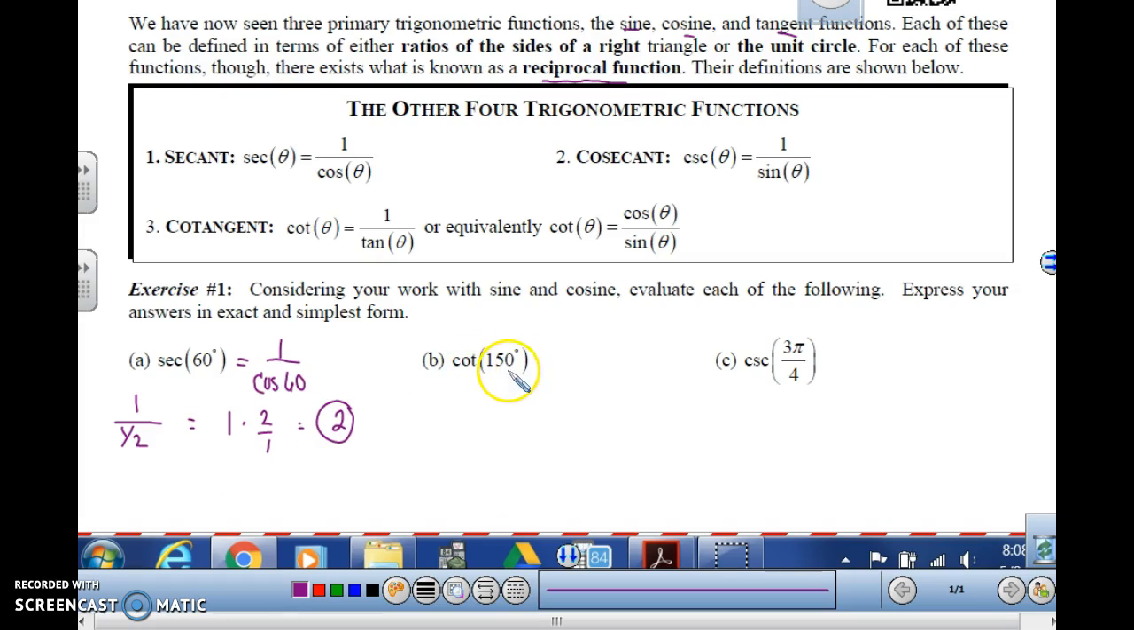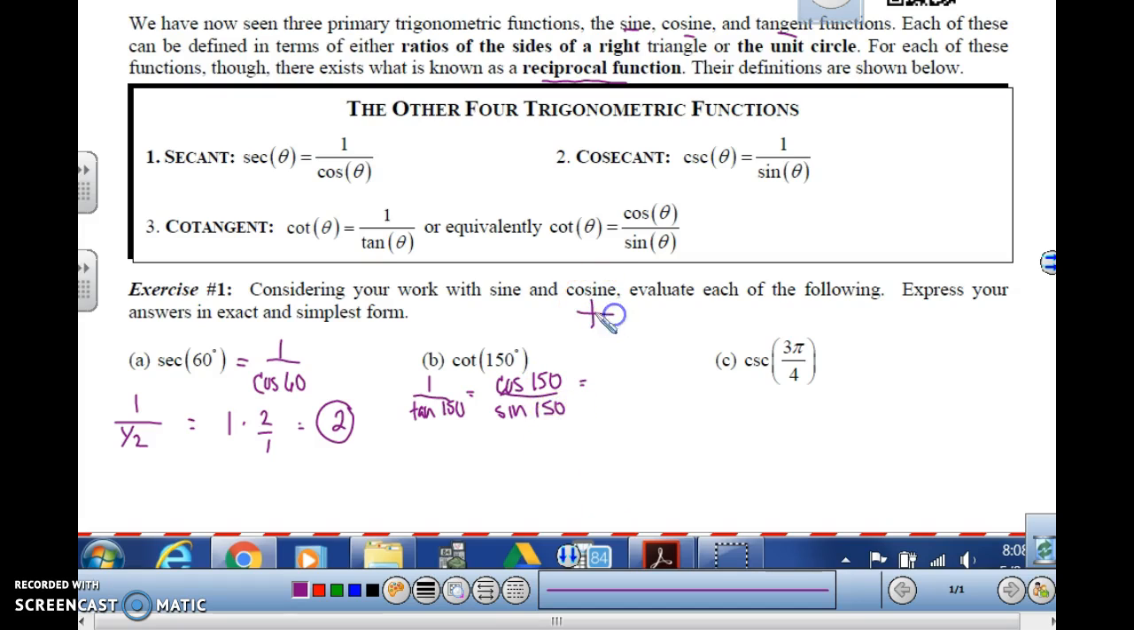Okay, the cotangent of 150. We know cotangent is 1 over tangent of 150, and tangent is sine over cosine. So cotangent will be cosine theta, or cosine 150 in this case, over the sine of 150. So instead of being sine over cosine, it's going to be cosine over sine. All right, so the cosine of 150.